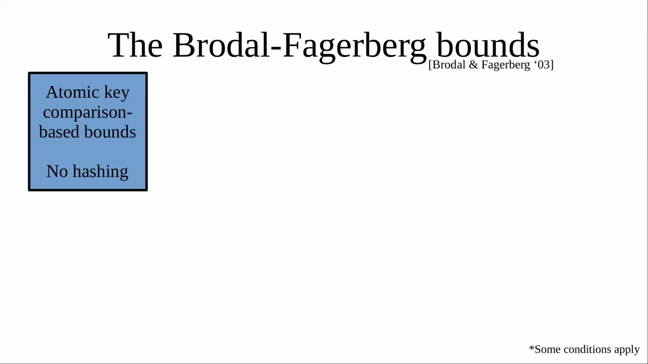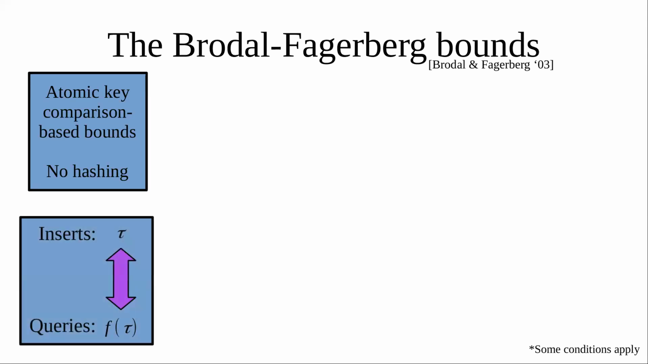Okay, so B trees were thought to be optimal, and in some sense they are for a certain range of parameters. But starting about 25 years ago, people started poking at this, and Brodal and Fagerberg proved some really interesting theorems in an atomic key comparison model. What that means is we're not going to be using hashing here, we're just comparing the keys and treating them as atomic units.